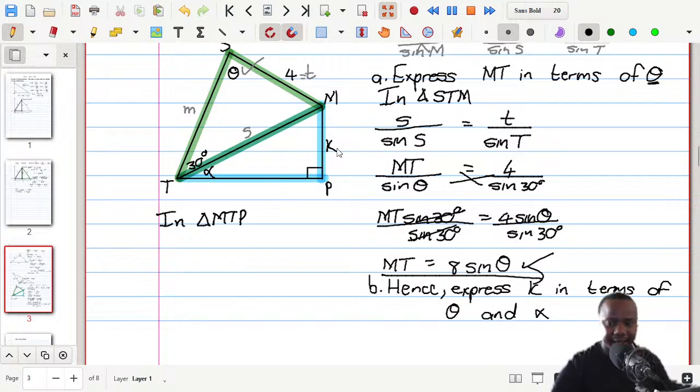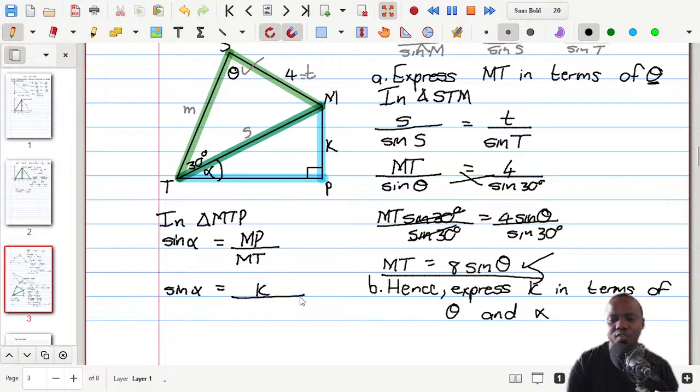We are solving for k, and we have MT, which is our hypotenuse. K is opposite alpha. We're using alpha as our reference angle. Opposite and hypotenuse, that's sine. So we will say sine of alpha is equal to the opposite, which is MP, over the hypotenuse, which is MT. So sine of alpha is equal to, for MP, this is going to be K over MT.